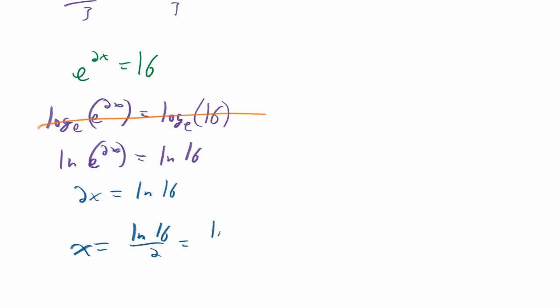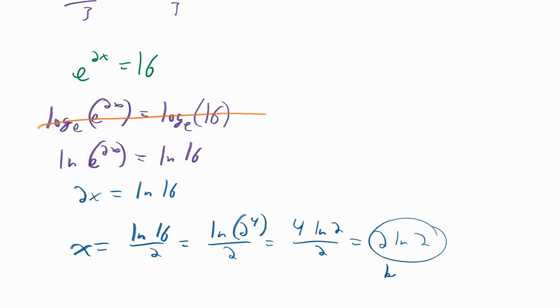We know that 16 is equal to 2 to the 4th power. And I know that by the properties of logarithms, this is the same as 4 times the natural log of 2. And if I divide the 4 and the 2, I get 2 natural log of 2. So this is a better version of that answer, whereas this is okay.